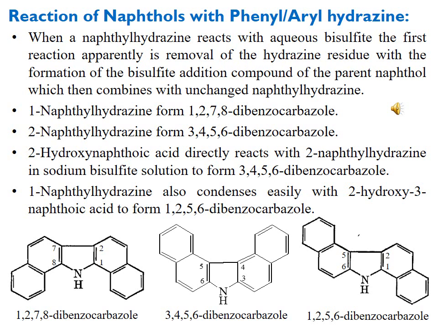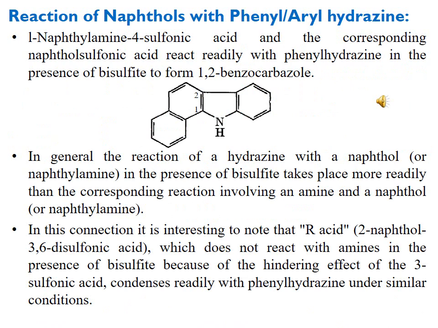2-hydroxynaphthoic acid also directly reacts with 2-naphthyl hydrazine, and we get the product 3,4,5,6-dibenzocarbazole in a similar fashion. That is, 2-naphthyl hydrazine reacts with itself, or 2-hydroxynaphthoic acid is directly reacted with 2-naphthyl hydrazine, and we get a similar product. Also, 1-naphthyl hydrazine can condense easily with 2-hydroxy-3-naphthoic acid to form 2,4,5,6-dibenzocarbazole. So the nature of the reacting species, hydrazine and naphthol, defines the nature of the carbazole product.